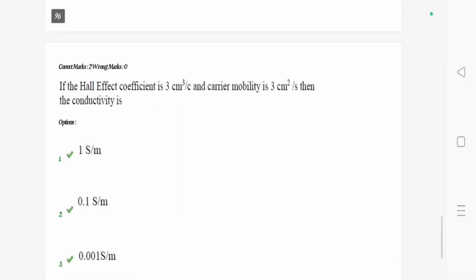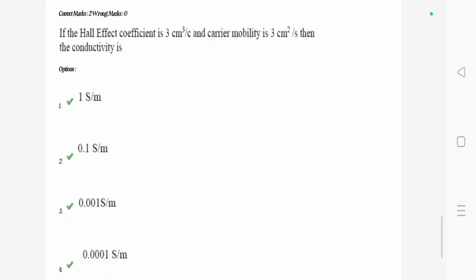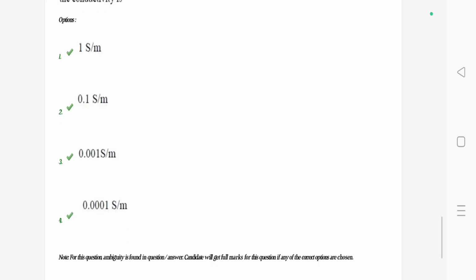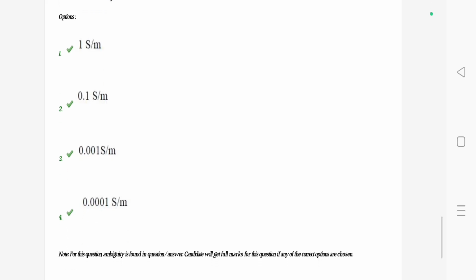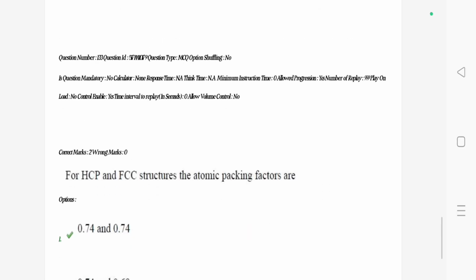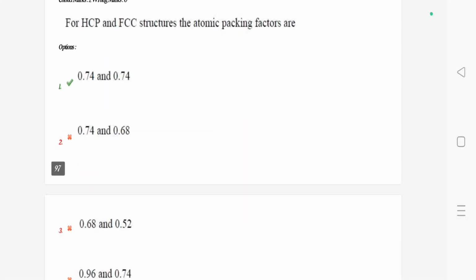If the Hall coefficient is 3 centimeter cube per coulomb and carrier mobility is 3 centimeter square per volt second, then the conductivity will be 0.1 S per m. 133: HCP, FCC, hexagonal close packed and face centered cubic structures, atomic packing factors. For HCP 0.74, FCC also 0.74.